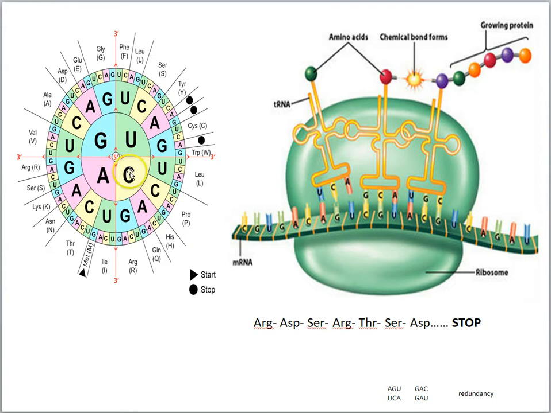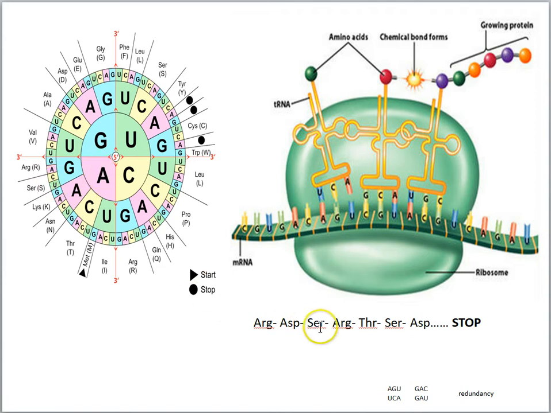It's a C, so we go to the C quadrant. Then the second letter is a G, so we go to the G section, and the third letter is a U, so within the G section we go to the U, and that's arginine. First amino acid is arginine. Next is GAC. We start with G section in the inner ring, A, and then C. That's aspartate. Third is AGU.